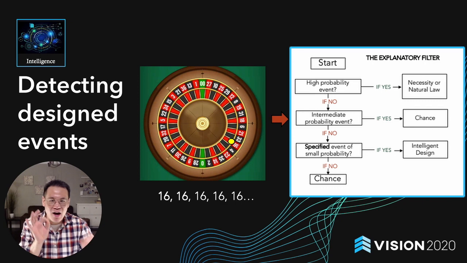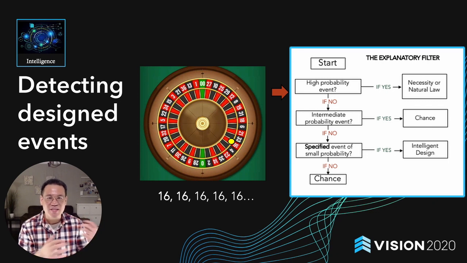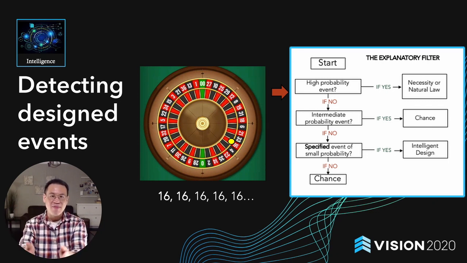There must be something underlying underneath it. And what we're sensing is what we see here. That high probability event points to some sort of necessity or physical law. And sure enough, if you were to inspect that new wheel, you'll notice a high lip on the 16 pocket, causing it to fall in the same pocket each time.